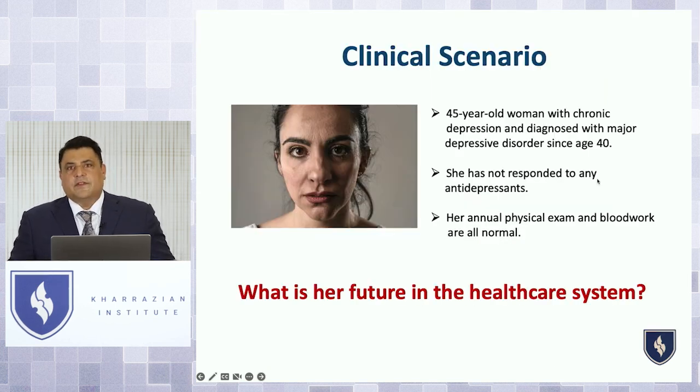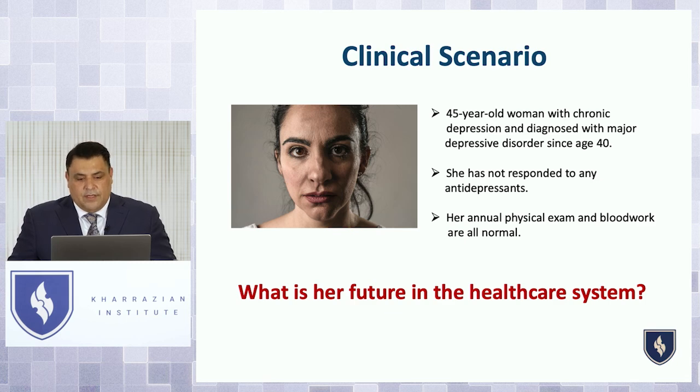So let's talk about a real clinical scenario. A 45-year-old woman with chronic depression, diagnosed with major depressive disorder since age 40. So she's been suffering from this chronic severe depression for 5 years. She's not responded to any antidepressants. Her annual physical exam and blood work were all normal. What is her future in the healthcare system? So what would happen to her?